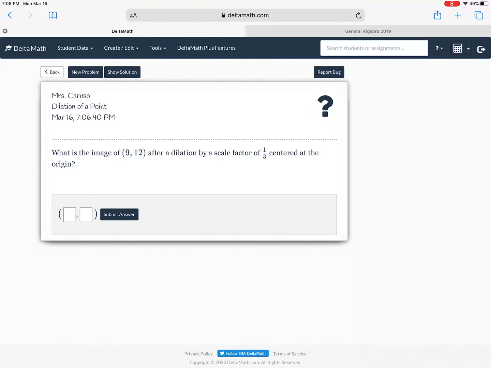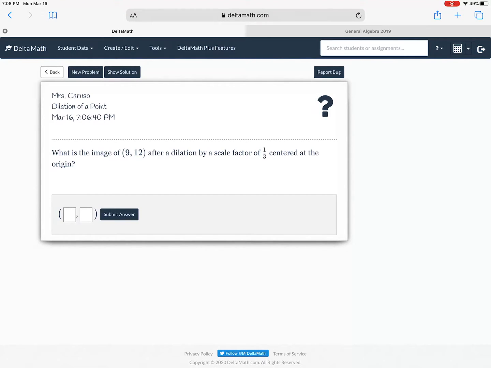So what is the image of (9, 12) after a dilation by a scale factor of 1/3 centered at the origin? Now, we only do centered around the origin, so that's the good news. And don't freak out because it's a fraction. So the scale factor, if it's in a fraction form, is going to be a division step. If it's a whole number, it's going to be a multiplication step.